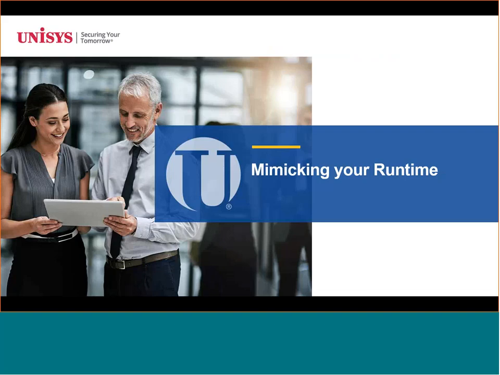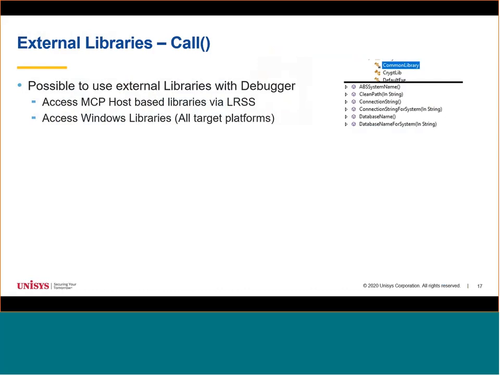Another aspect of using Debugger is how to get it to mimic your runtime environment. What I really mean by this is, make it behave like your runtime does. I talked yesterday about using external libraries. Well, if you use those external libraries, then chances are you're going to want to be able to debug using them. So if you're on the MCP host, where your libraries are, and you're running Debugger on Windows, but your libraries are on MCP, we put a feature in place.